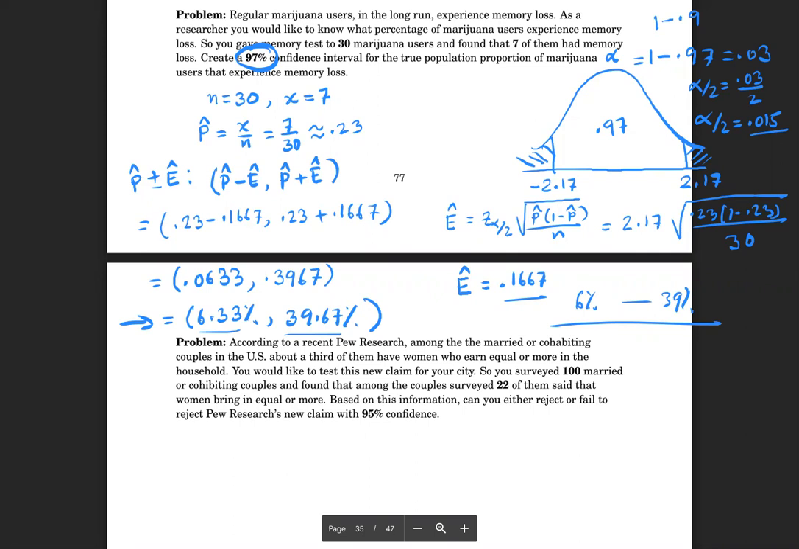What can we do? Test more users? Exactly. Increase the number of people that you survey. Increase the number of people you survey. That's going to be the thing that's going to make this range become smaller.